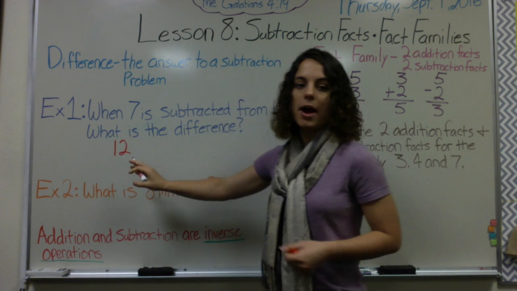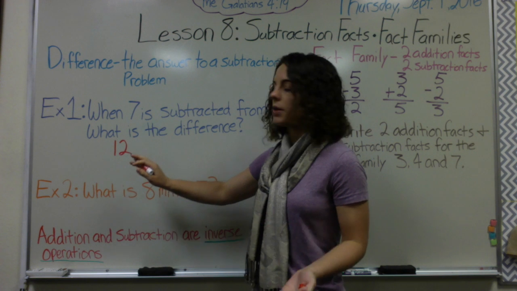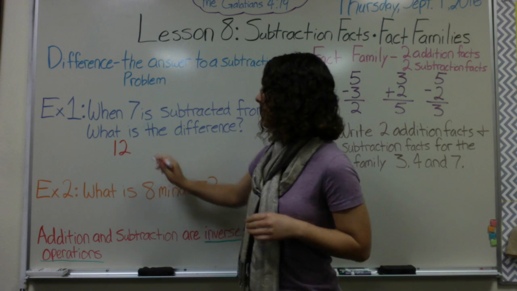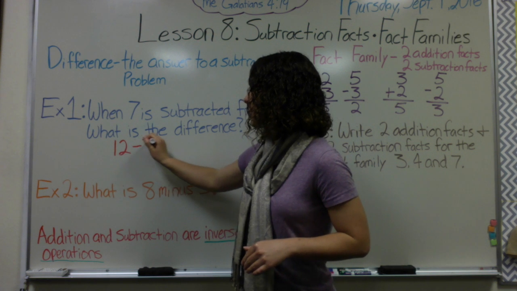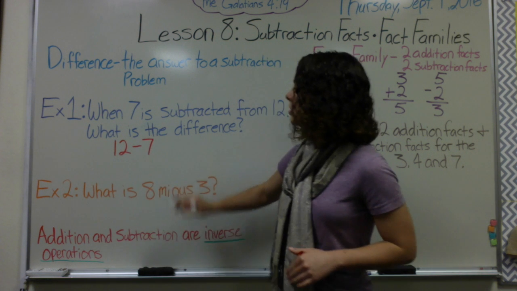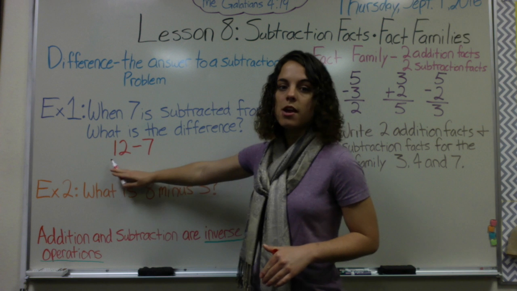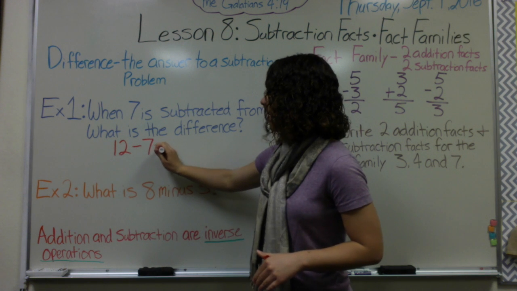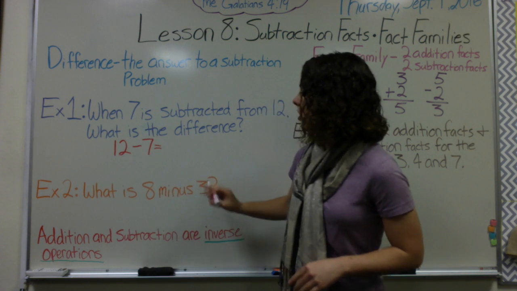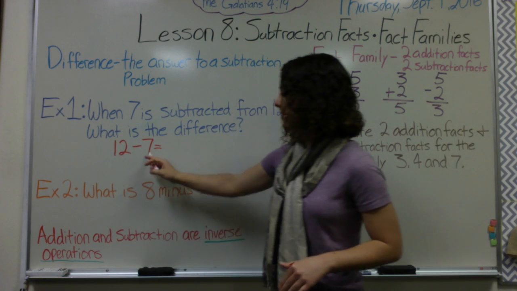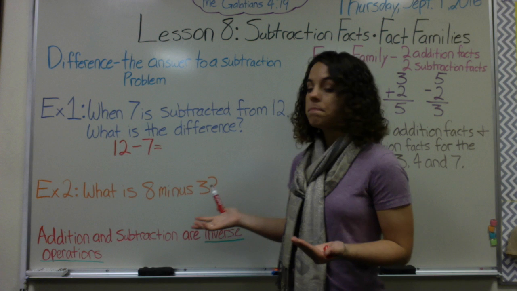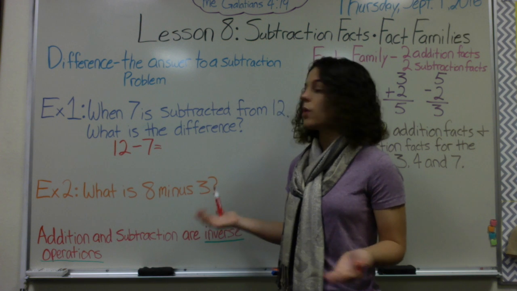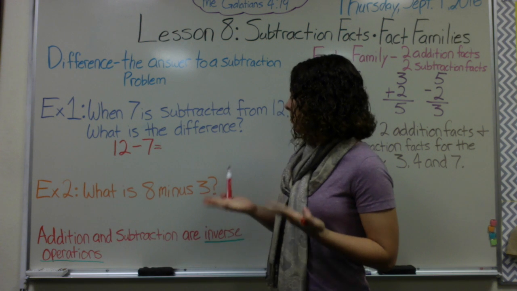Addition, it does not matter which order you write it. Whenever you solve it, the answer will be the same. But when I take away and subtract, my order does matter all the time. So I'm taking 7 away from 12, and I want to find what the difference is. So if I have 12 minus 7, I want to find the difference between them. And my answer, the difference between 12 and 7, would be 5.